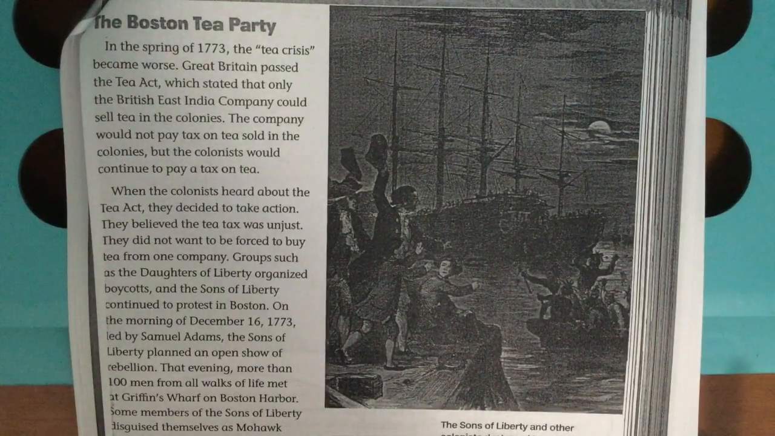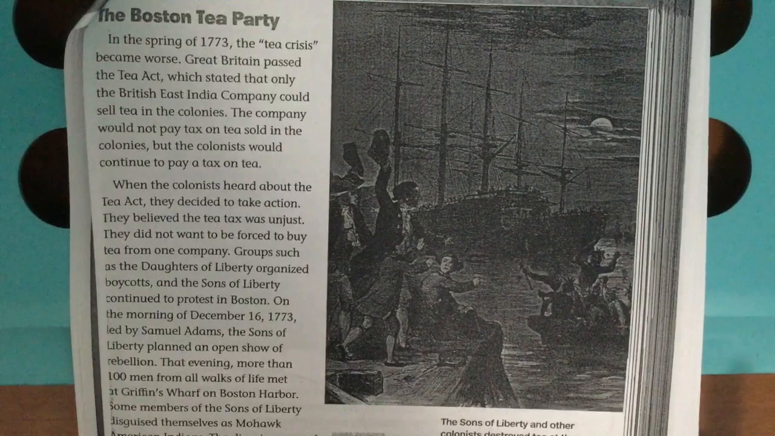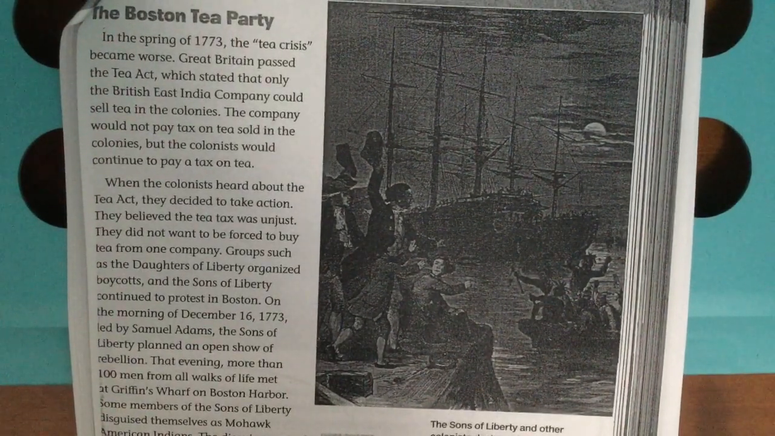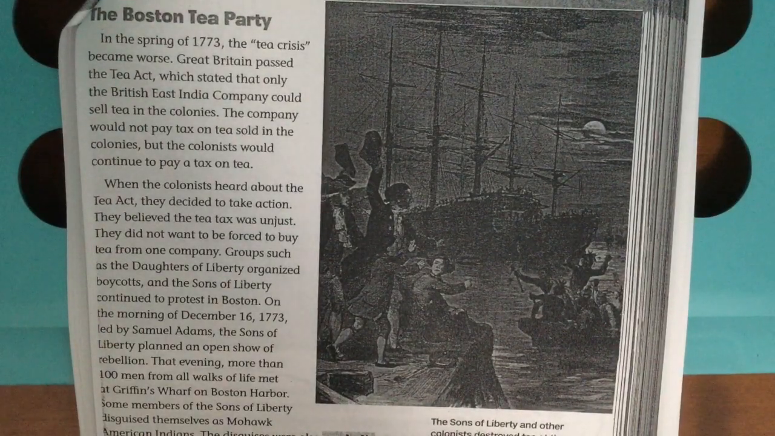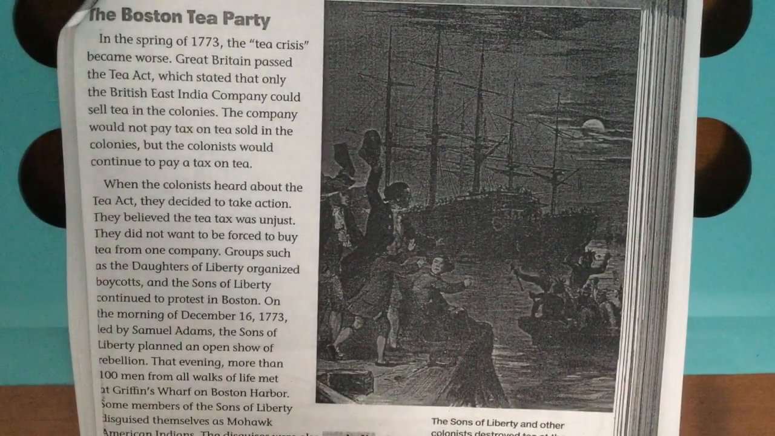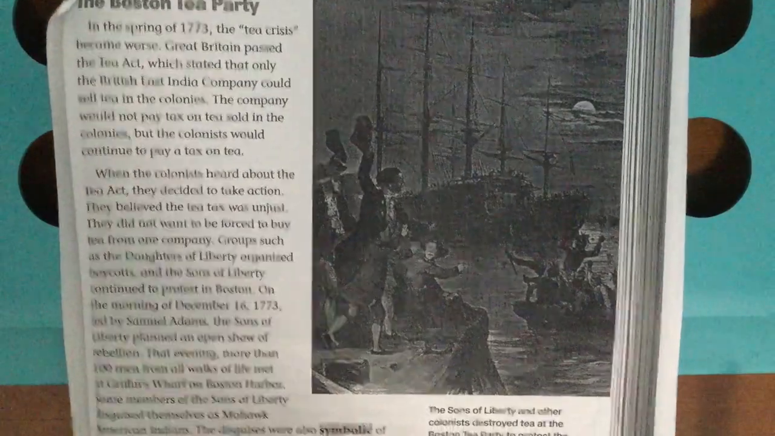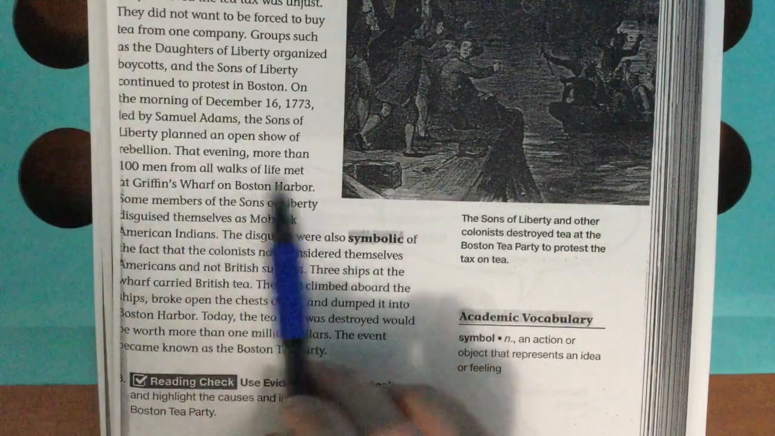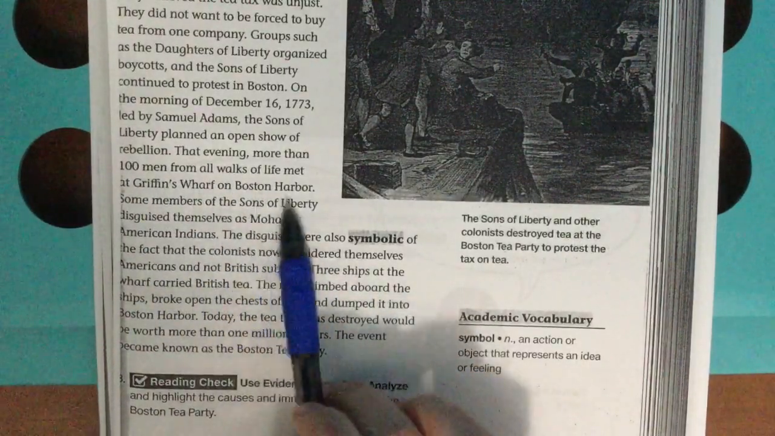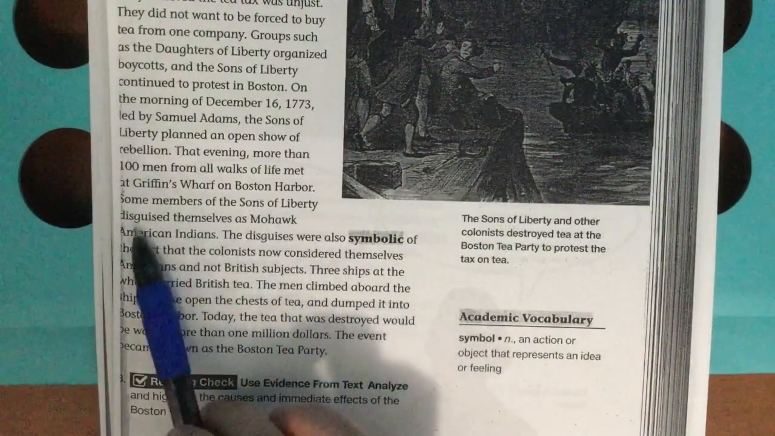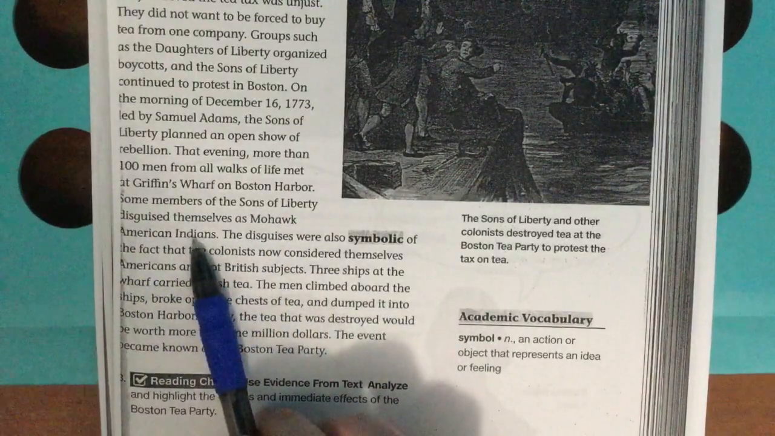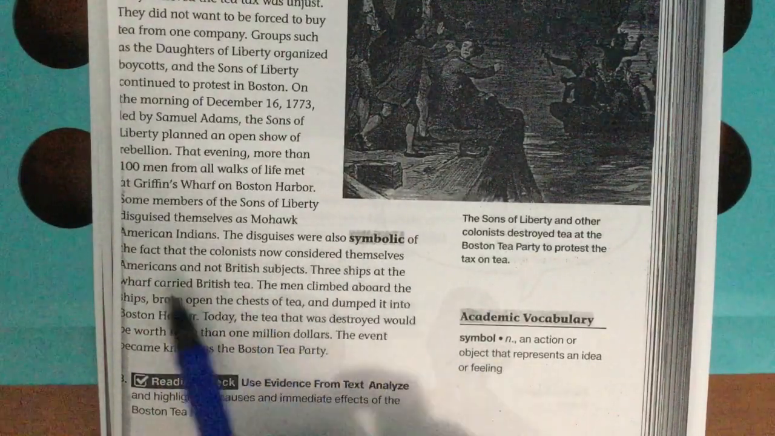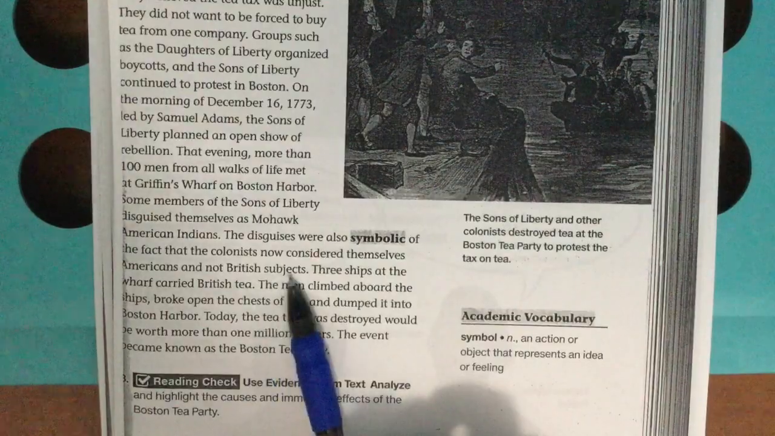Groups such as the Daughters of Liberty organized boycotts, and the Sons of Liberty continued to protest in Boston. On the morning of December 16, 1773, led by Samuel Adams, the Sons of Liberty planned an open show of rebellion. That evening, more than 100 men from all walks of life met at Griffin's Wharf on Boston Harbor. Some members of the Sons of Liberty disguised themselves as Mohawk American Indians. The disguises were also symbolic of the fact that the colonists now considered themselves Americans and not British subjects.